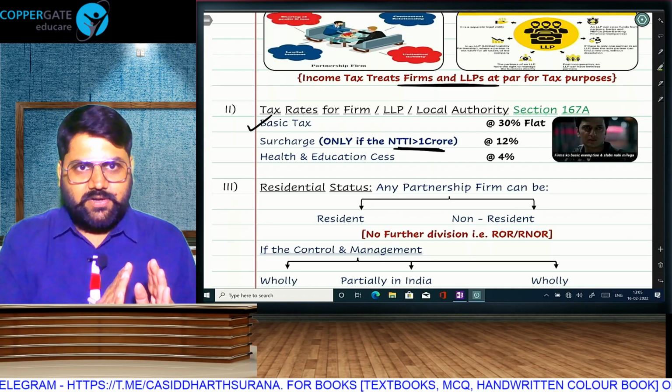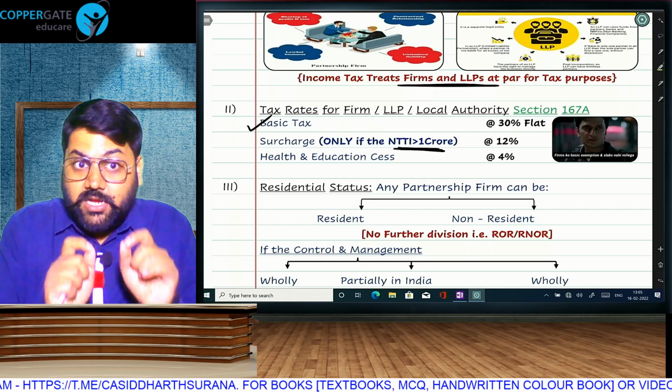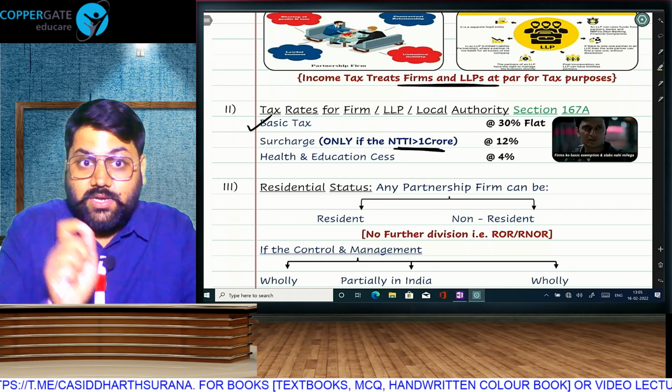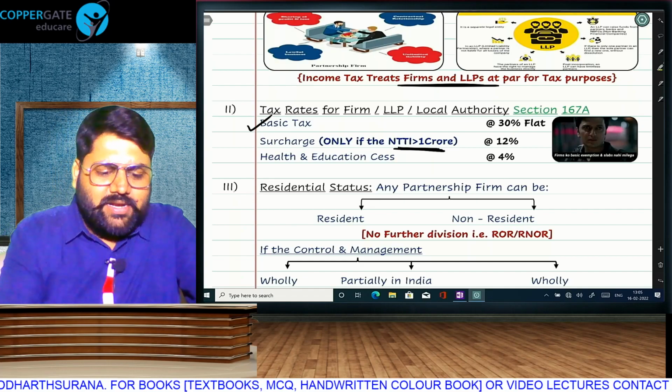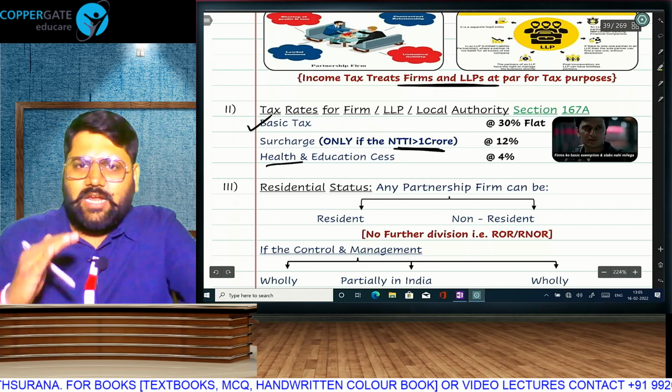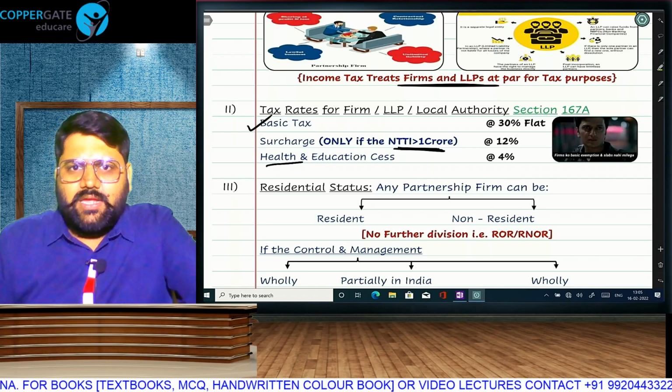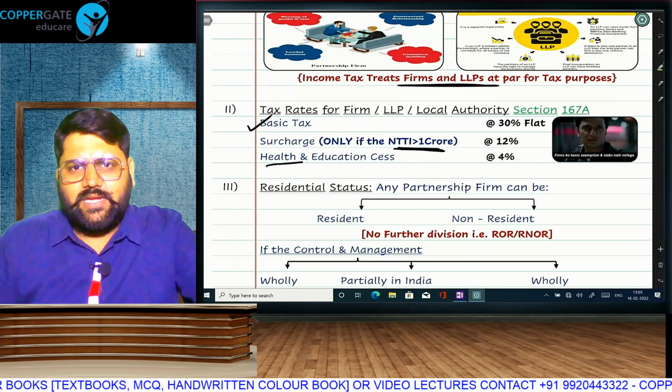Income less than or equal to 1 crore, no surcharge. Equal to also no surcharge. Surcharge comes only when greater than 1 crore, and then there is only one rate of surcharge, 12%. And HEC requires no explanation after basic tax and surcharge. HEC is always going to come and always at 4%.